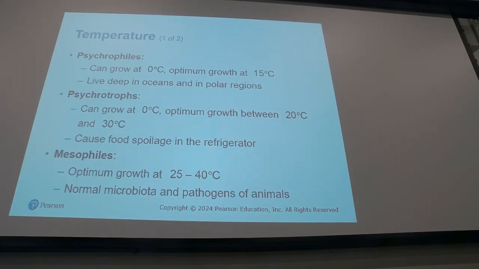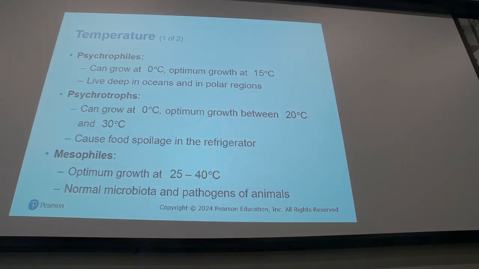So here is the actual range, and then when they can grow. So both psychrophiles and psychotrophs can grow at 0 degrees Celsius, which is the freezing point of water. And the optimum growth for psychrophiles will be 15 degrees Celsius and between 20 to 30 for the psychotrophs.